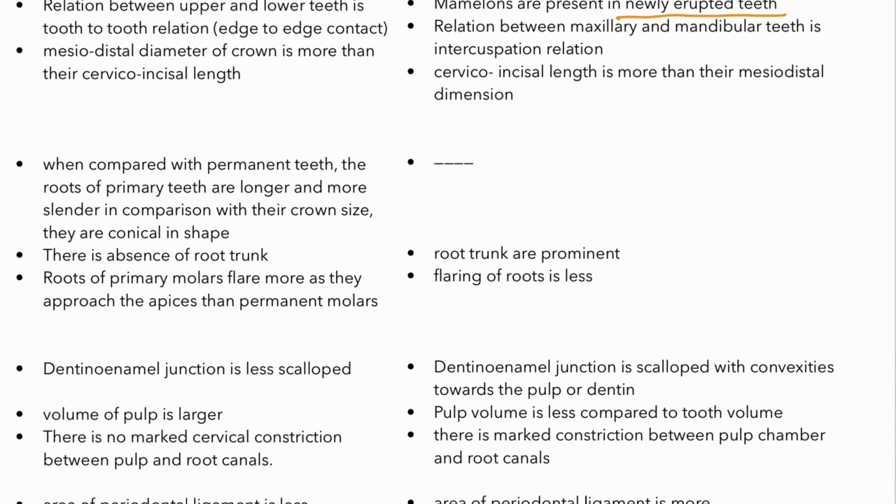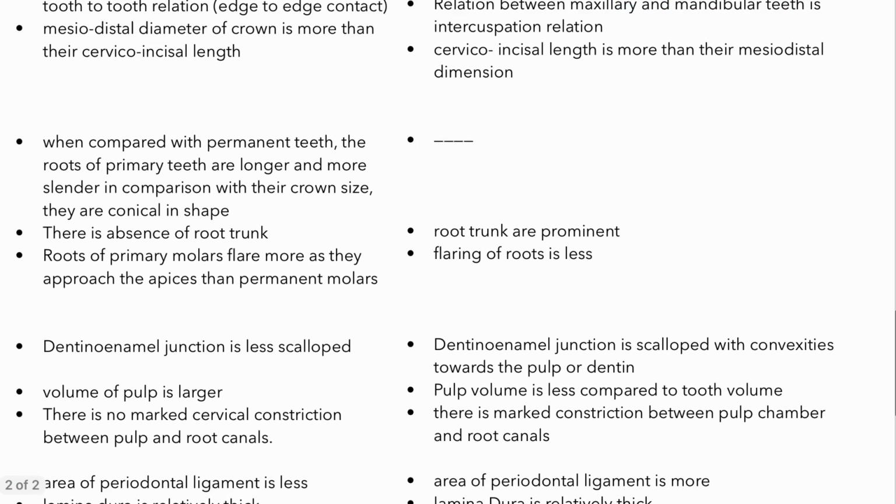Now, the relation between the upper and lower teeth is different. It is a tooth to tooth relation or edge to edge contact in case of primary dentition, while it is an intercuspation relation in case of the permanent dentition. The mesodistal diameter of the crown is more than the cervico-incisal length in primary teeth, and in permanent teeth the cervico-incisal length is more than the mesodistal dimension.